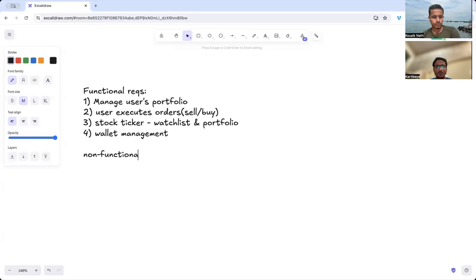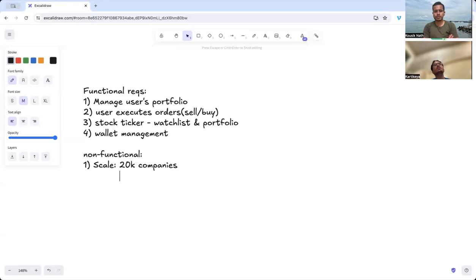Okay, so let's talk about non-functional requirements. First, let's talk about the scale that we are targeting. If we just talk about India, then India has basically two stock exchanges, and both of them have approximately 10,000 companies registered. I think one of them has 4,000 and the other one has 10,000, but we can assume that in total we have 20,000 companies, or 20,000 symbols.